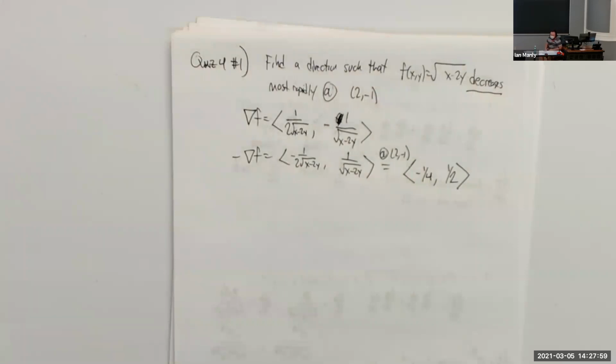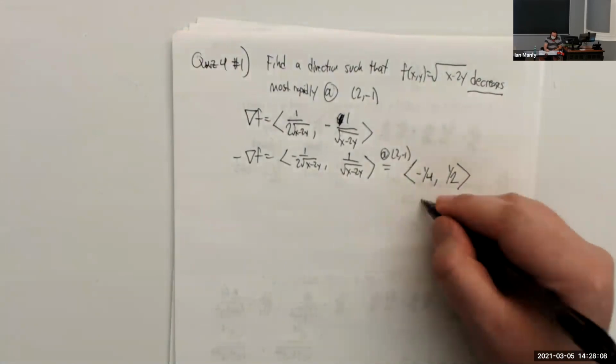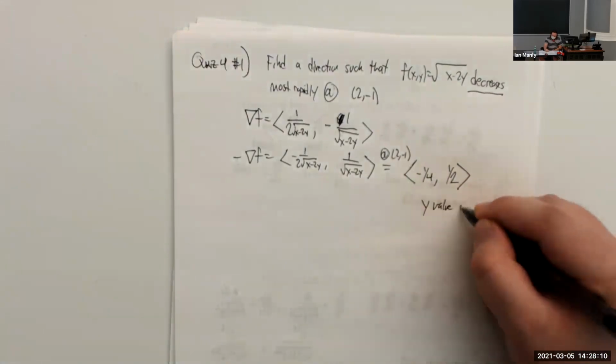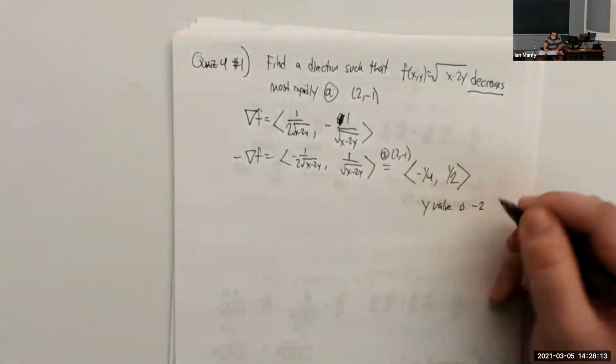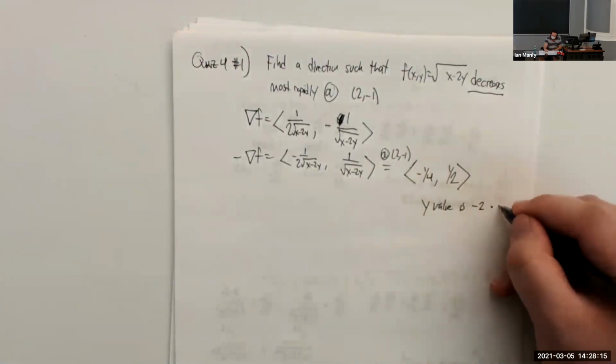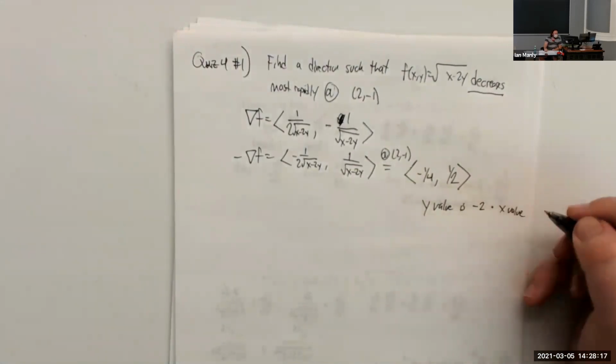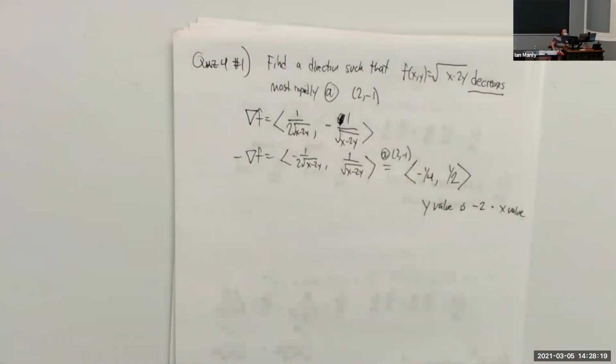So if we don't see this as an answer choice, we need to find something that has the same proportion that this vector does. So the y value is -2 times the x value. So let's see if we have an option like that. 1, 2, no, that's not an option there. Oh, (-2, 4). Yeah, that'll do it. That's -2 times 2 here.